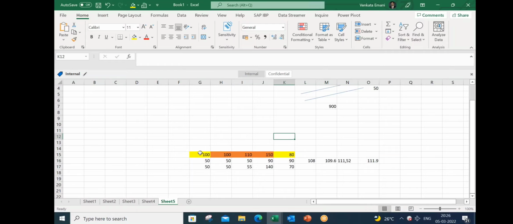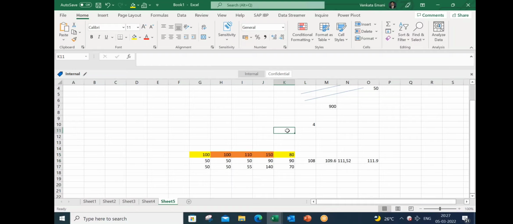Now see, how many periods of history are there? 5 periods. Suppose I tell the system to calculate forecast only for 3 periods. Then in the first period, what will the system do? It will put 108. And in the second period, what will the system do? It will put 109.6, considering the forecast value. The moving will happen.